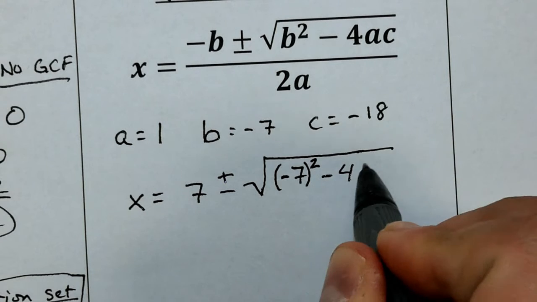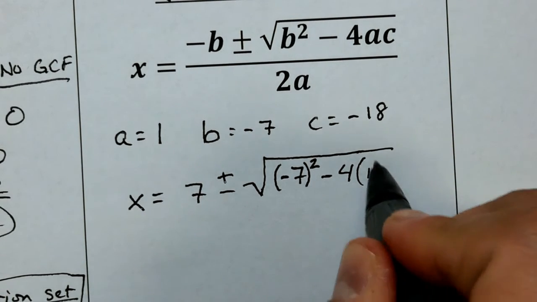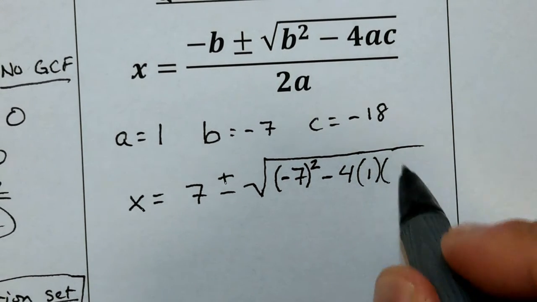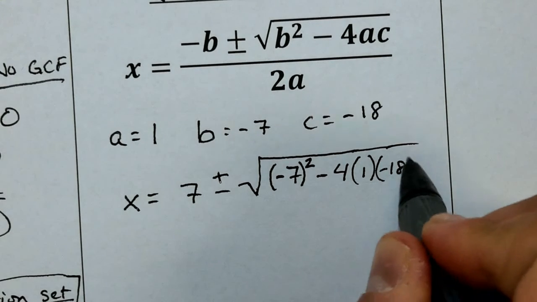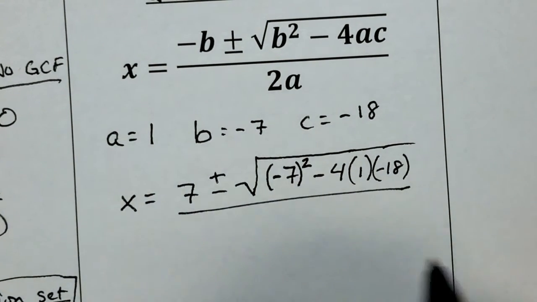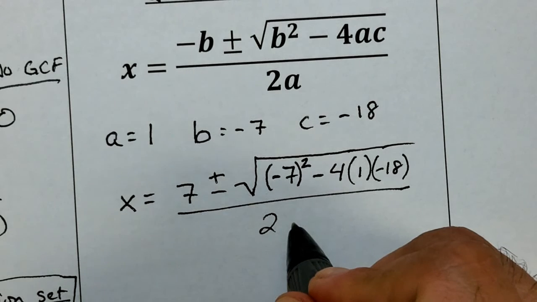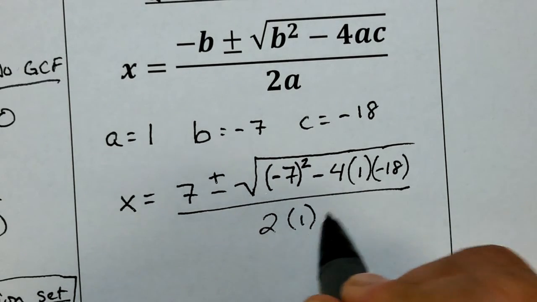Minus 4 times a, use parentheses, times c, use parentheses, negative 18, all over 2 times a, which is 1.